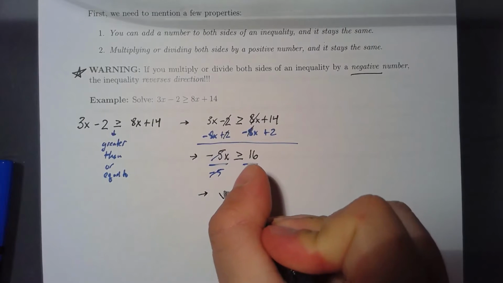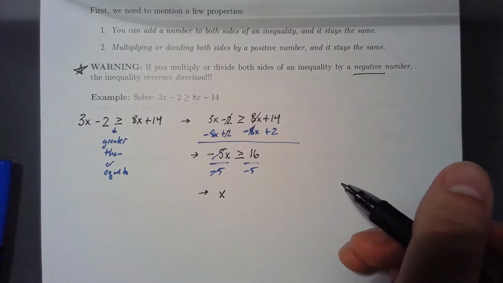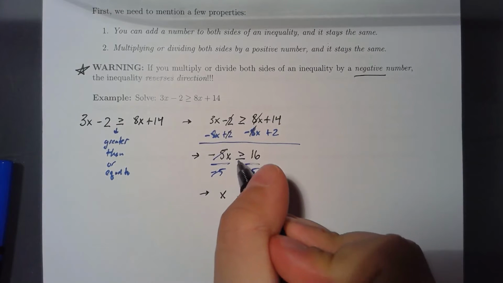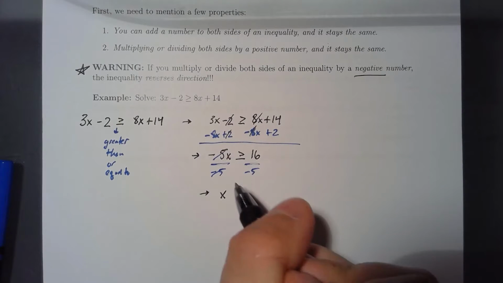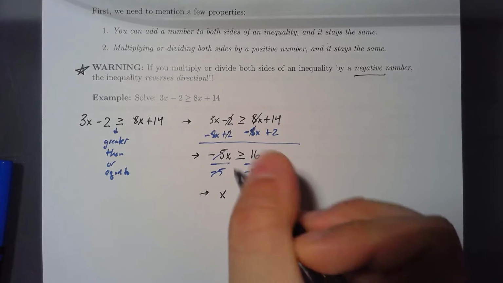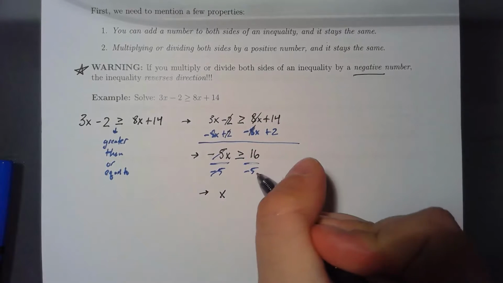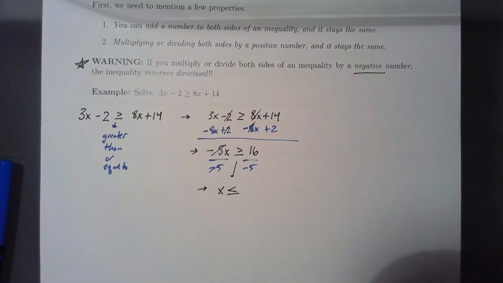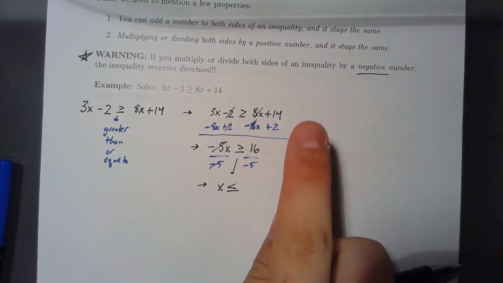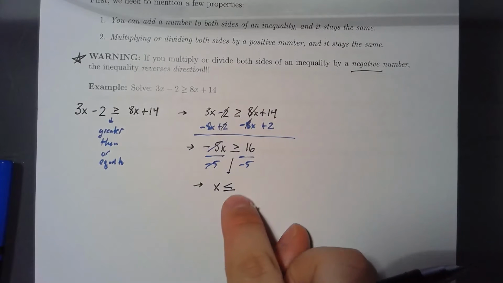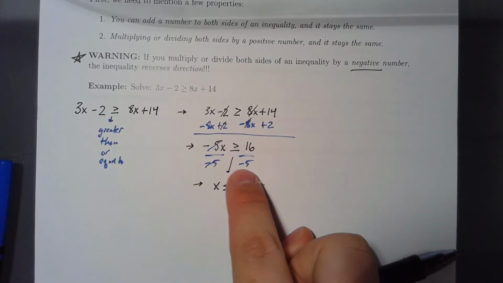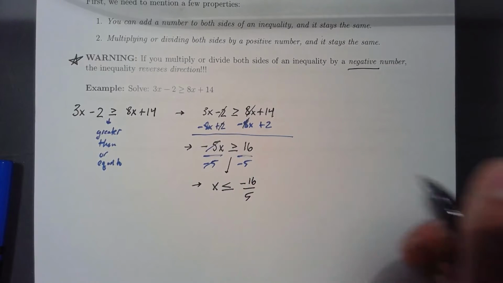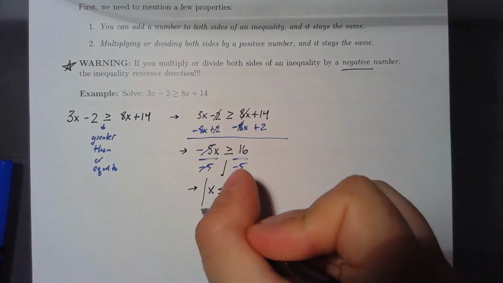Now, here's the thing. Since I divided by a negative number, this greater than or equal to becomes less than or equal to. This is going to flip because I divided by a negative number. So this is going to become this now instead. That's very important. And I just have 16, so this will be negative 16/5. That right there is my solution.